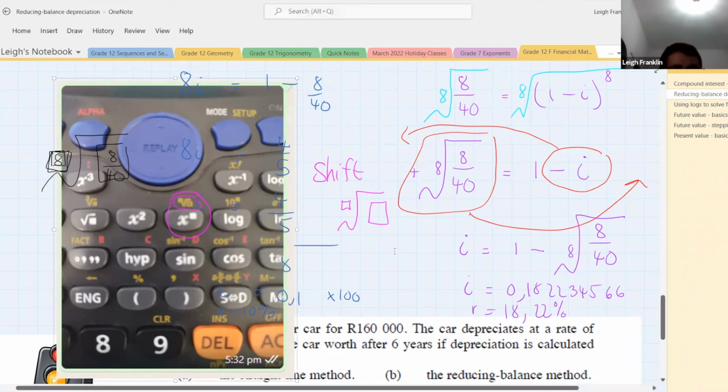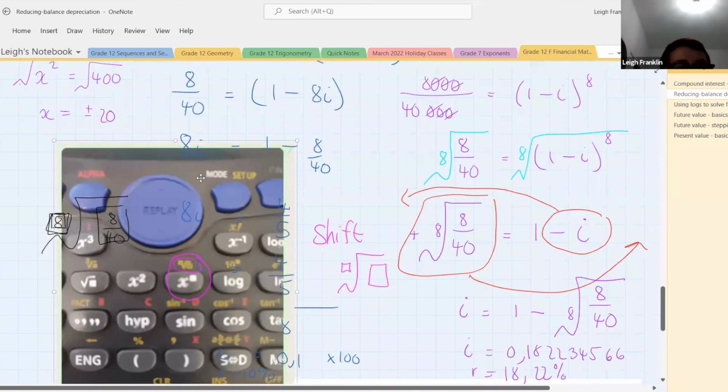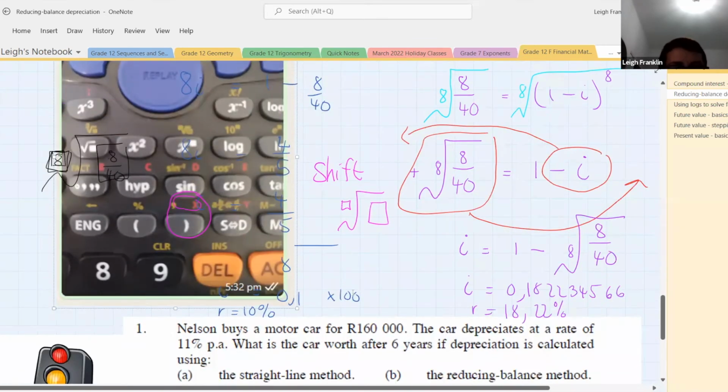There we go. There's the picture of the calculator. Thank you, Neliswa, for helping me. Oh, thank you, ma'am, for taking the time and helping Lesedi. Thank you. No problem at all.